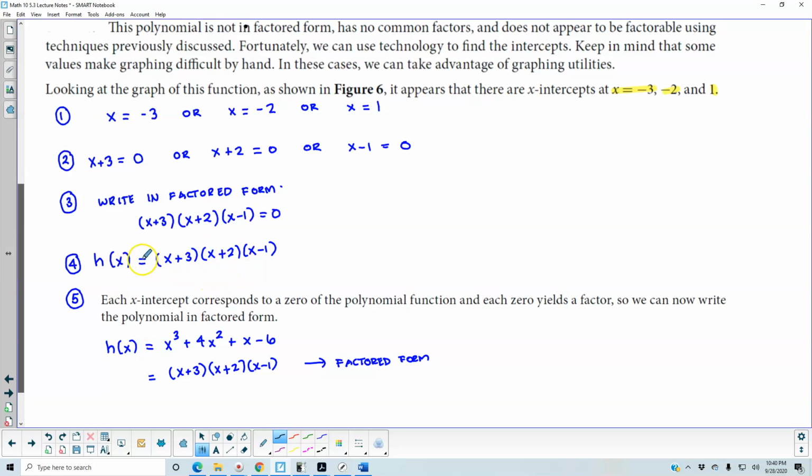Again, imagine yourself, this is what you're given. You're given this form, and then you would set it equal to 0, and then use the zero product rule to get this result. So you're kind of working backwards to find out what it would look like in factored form from the previously discussed exercises.